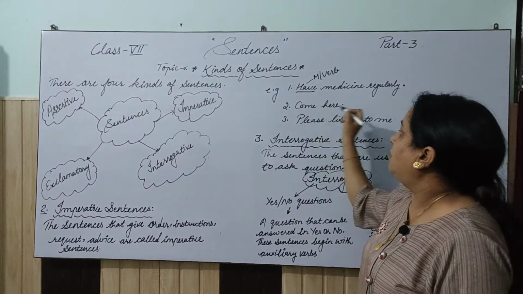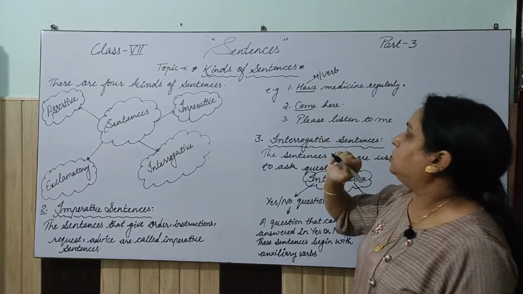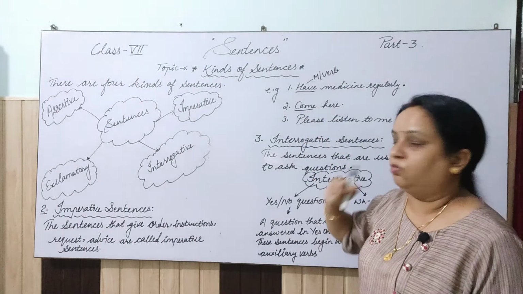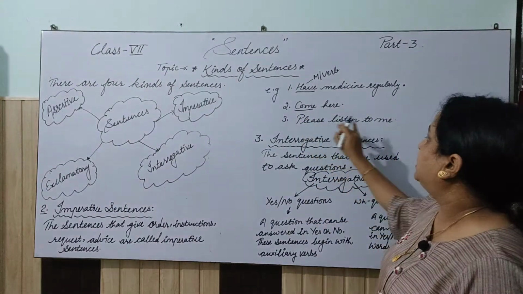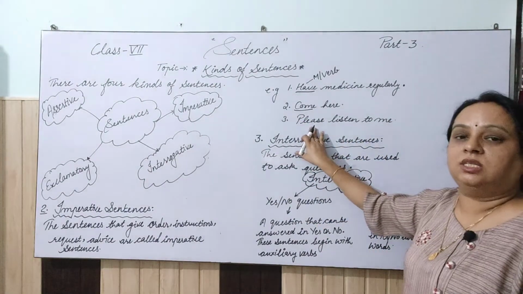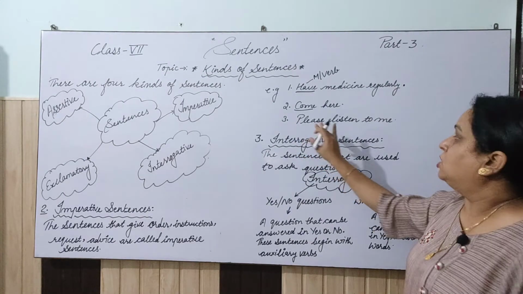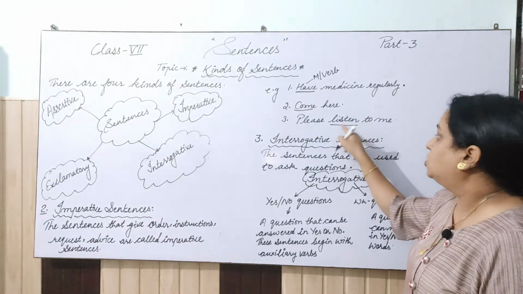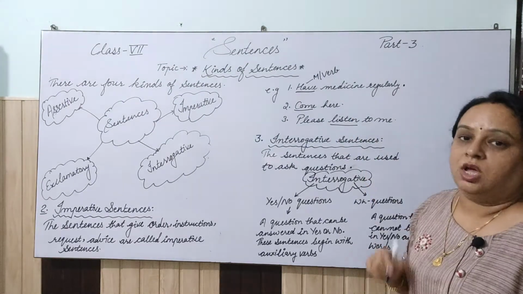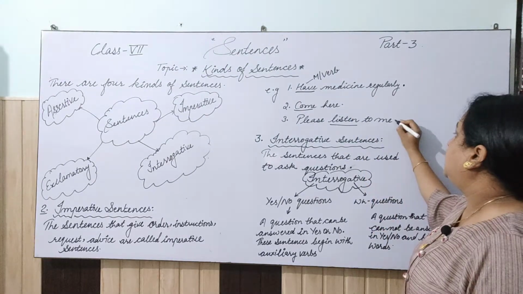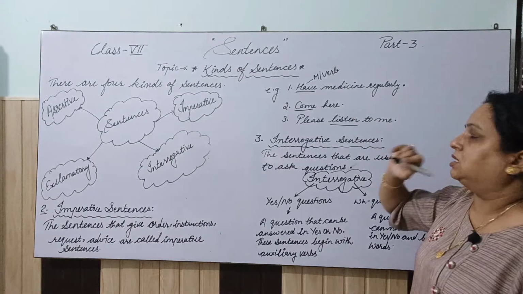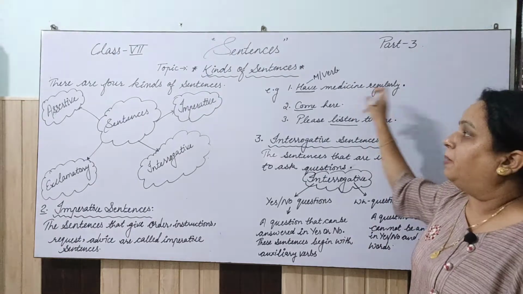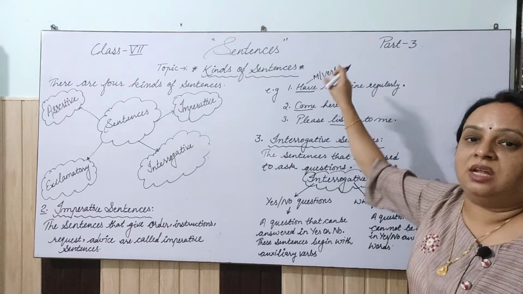Second sentence, come here. So this come is what? Once again it is a main verb. Third one is please listen to me, because this is a request. So that's why please is written here and listen is written. So this listen is what? Main verb. So what you have noticed is that in the end of all these sentences there is a full stop, but in the starting there is a main verb.